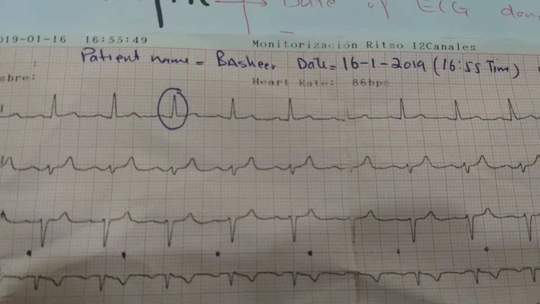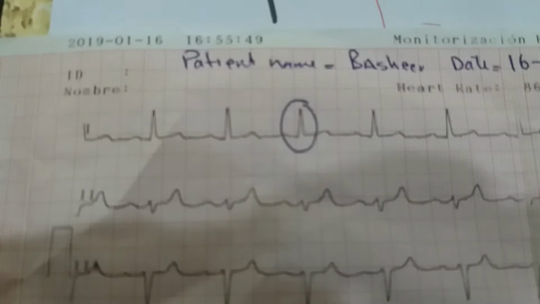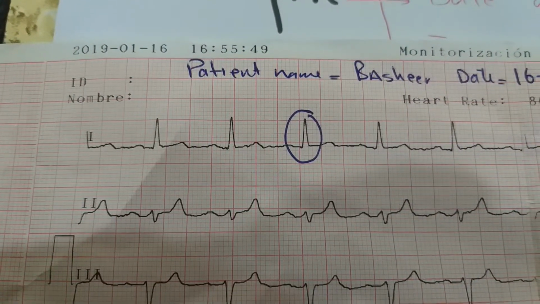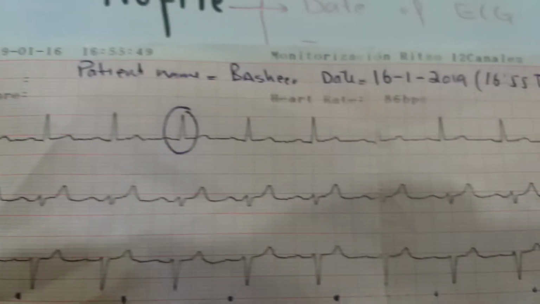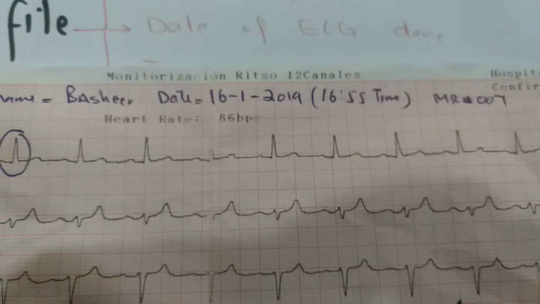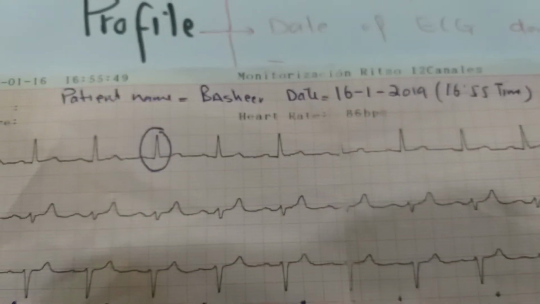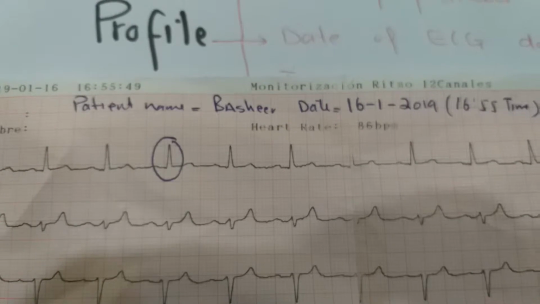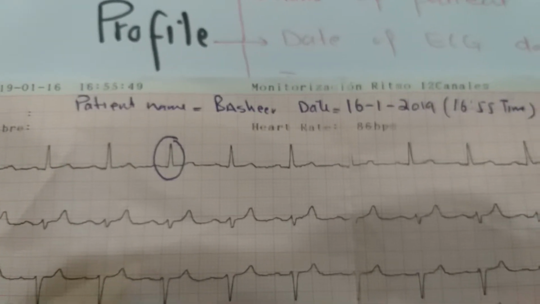the 16th of January at 1655 hours. This is an imprinted date and time, but if it is not imprinted, and if there is no time mentioned from the machine, you can also write it yourself. And there should be an MR number, like this patient's MR number is 007. So this helps us to have a basic profile of the patient, so that you can tell which patient this particular ECG belongs to.